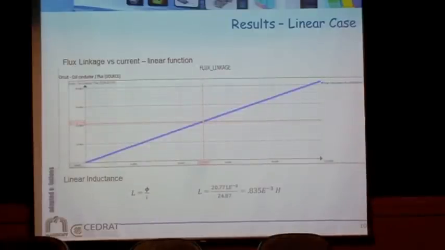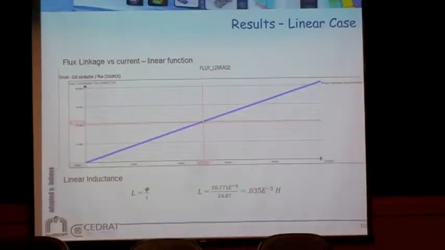Okay, this is a linear case. I said it's linear, so we are hoping to see only a straight line. Good, not difficult. So I can take any point along this line. So I'm taking one here. This is 24.87 amps. This is 20.77 milliwebers. It's actually the flux. And so if I do phi divided by I, I find an inductance which is 0.835 millihenries. Okay? First computation, phi divided by I.